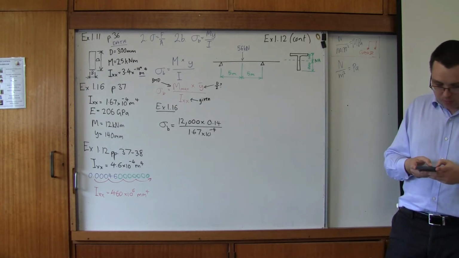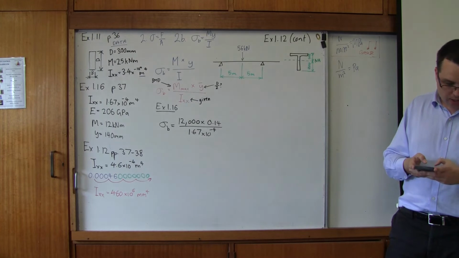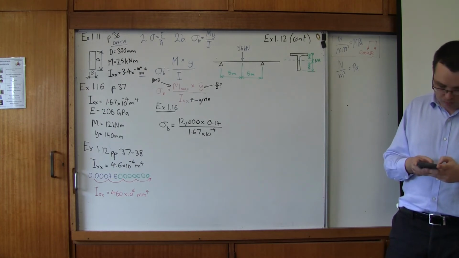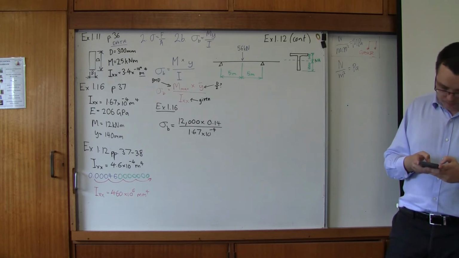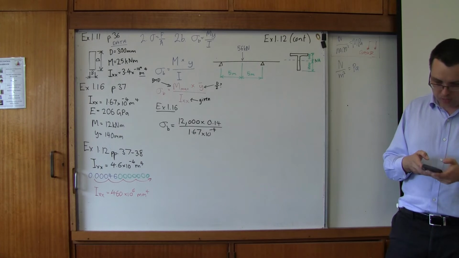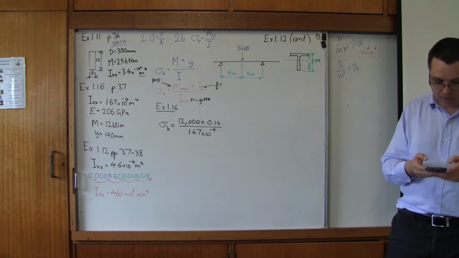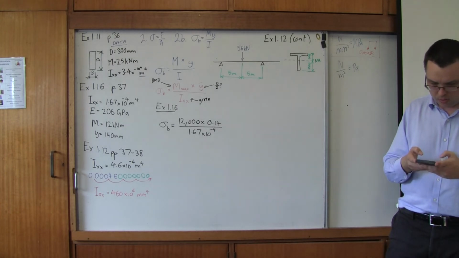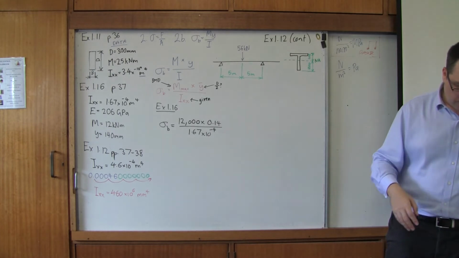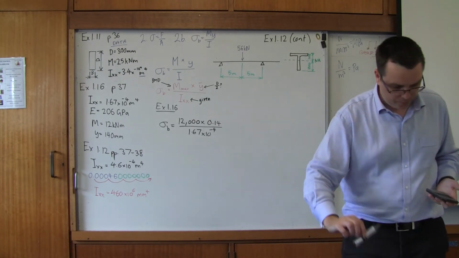I'm going to plug in some numbers, and I'm going to say 12,000 times 0.14 divided by 1.67 to the power of negative 4 equals, and this time I'm going to divide by 1,000,000 because I don't want to get it wrong. Just checking I have the right number of zeros, and I get 10.06.